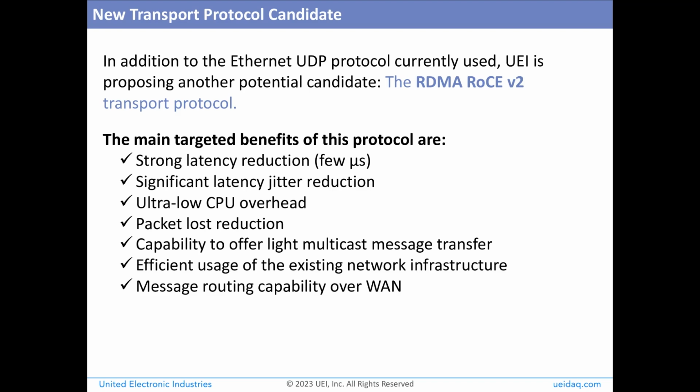The main targeted benefits of this protocol are a strong latency reduction, which could be a few microseconds on a local network, significant latency jitter reduction, really low CPU overhead, drastic packet loss reduction, the capability to offer light multicast message transfer, efficient usage of the existing network architecture, and message routing capability over a wide area network.